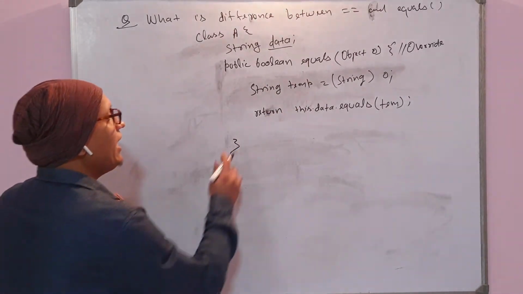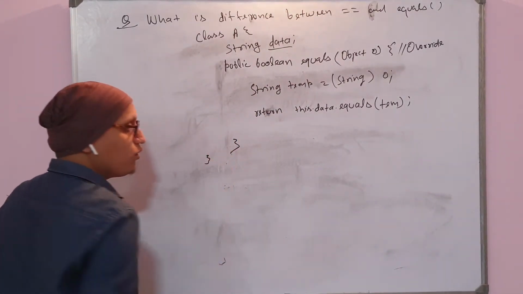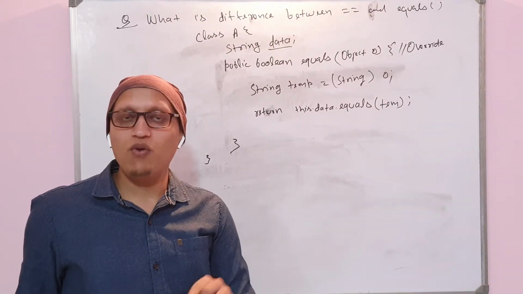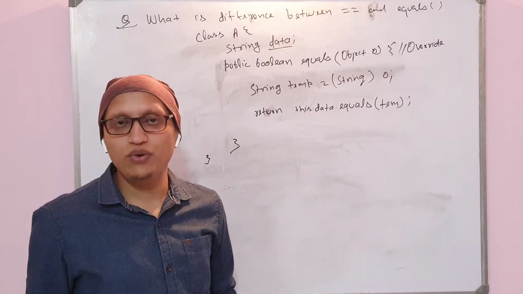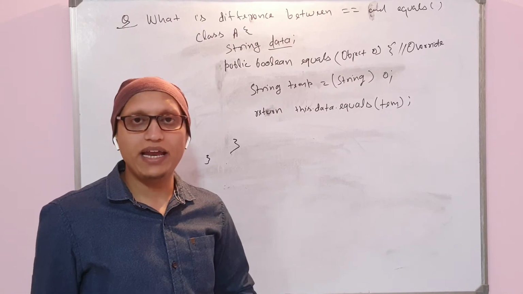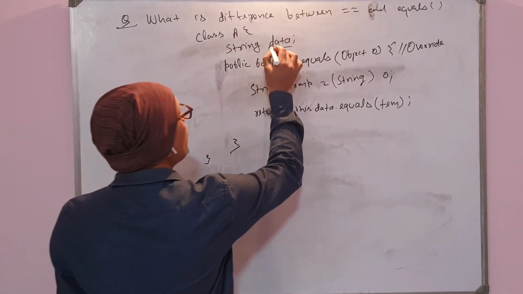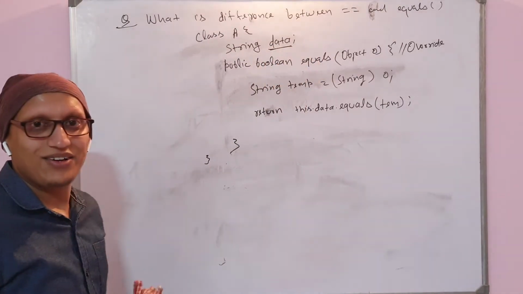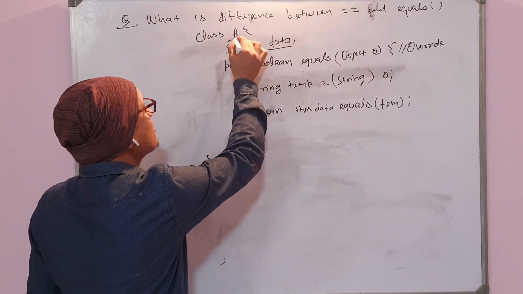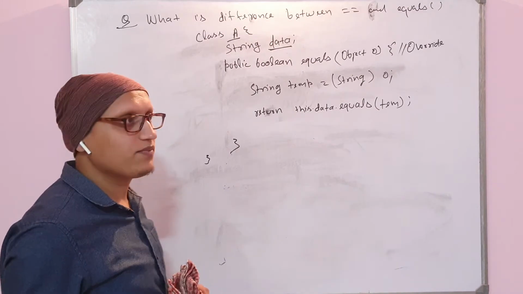Okay, so why did I do it here? Because if you want to compare a1 equal to new A, a2 equal to new A, and you want to compare a1.equals(a2), it should compare on the basis of this data, not on the basis of the class's object identity. Okay.